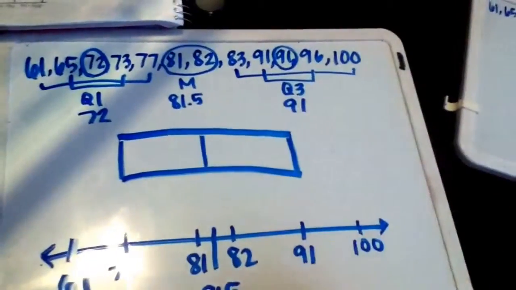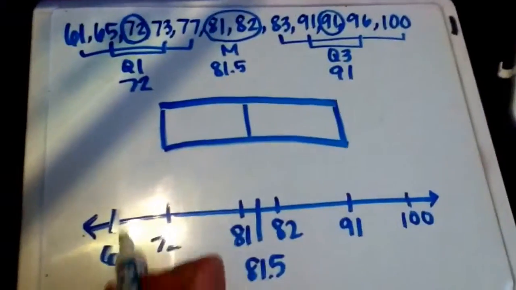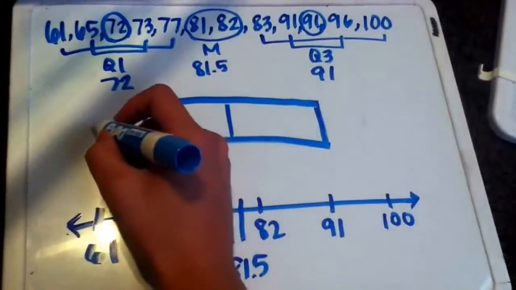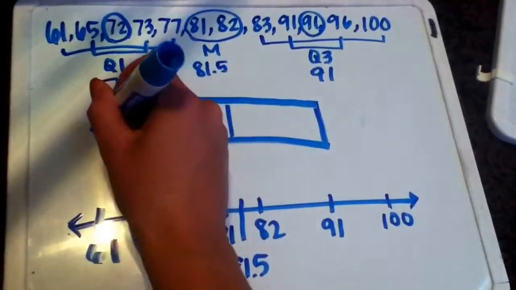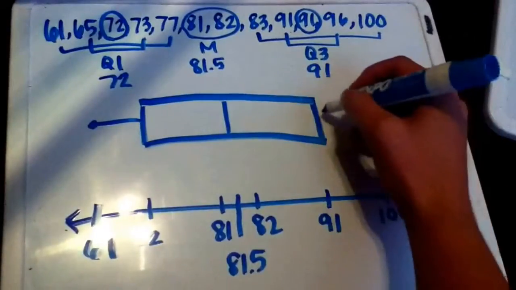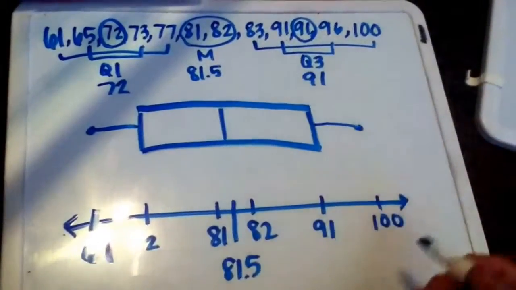Now the last thing that we need to do is make dashes or little dots next to the lowest and highest numbers. So we're going to make one right here at 61. And then we're going to make one right here at 100. And so now our box plot is complete.